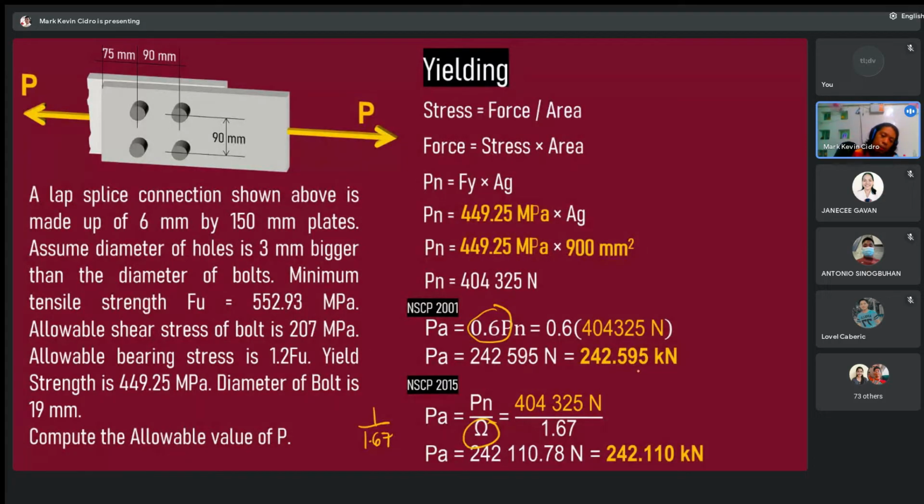This difference is makikita niyo dito sa choices. Okay, but since sa ating exam, sa ating quizzes, wala namang choices, you have to use what is indicated. So if 2001, 0.6 ang gamitin. If 2015, ang gagamitin is 1.67 na factor of safety. Sa ating quizzes. Pero kung nasa board exam, don't worry, kahit alin ang gamitin natin, same lang ang makukuha mong answer. Hindi naman malaki ang differences. Any questions so far? Anyone?